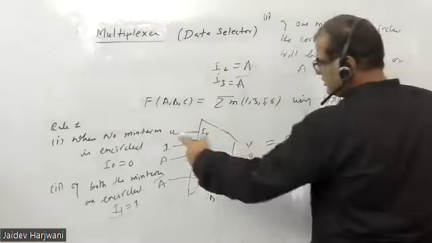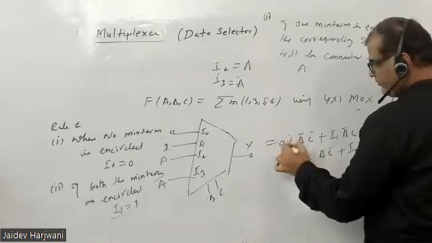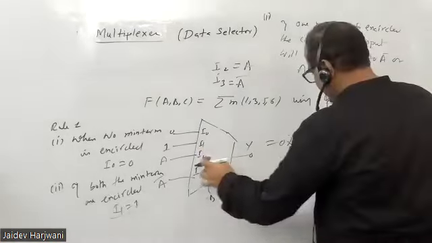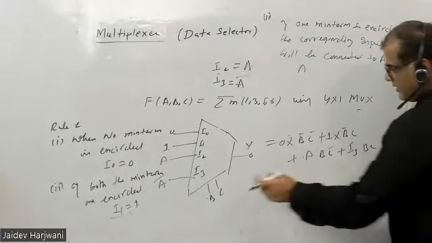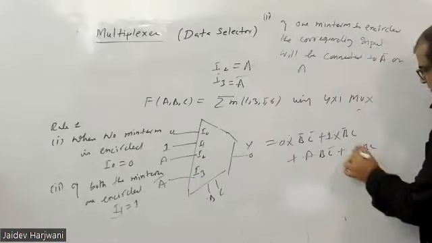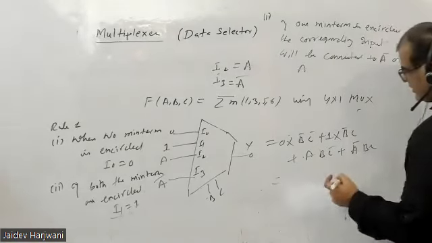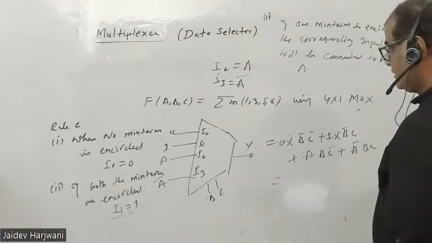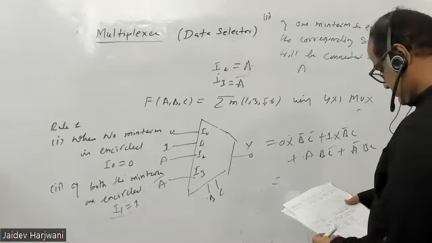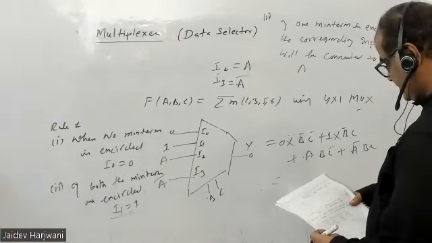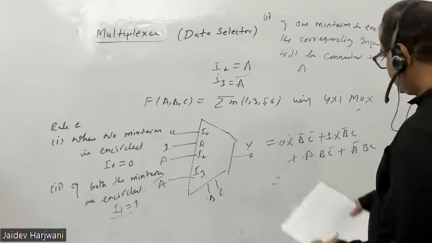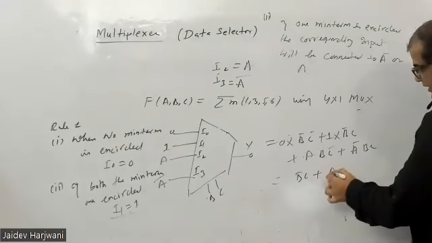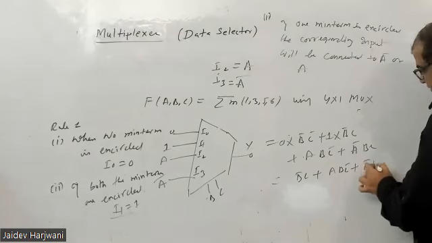Now I0 is your 0, so this term becomes 0. I1 is 1, so this term becomes 1. I2 is your A, it becomes A, and I3 is your A bar, this becomes A bar. So this sum disappears. So you have what? Just 1 minute. A is 1. Correct. Okay. So now you have the terms B bar C, you have a term A B C bar, and your term A bar B C.